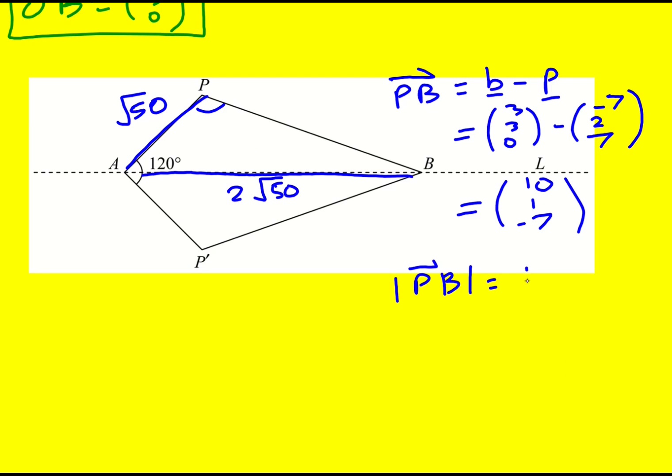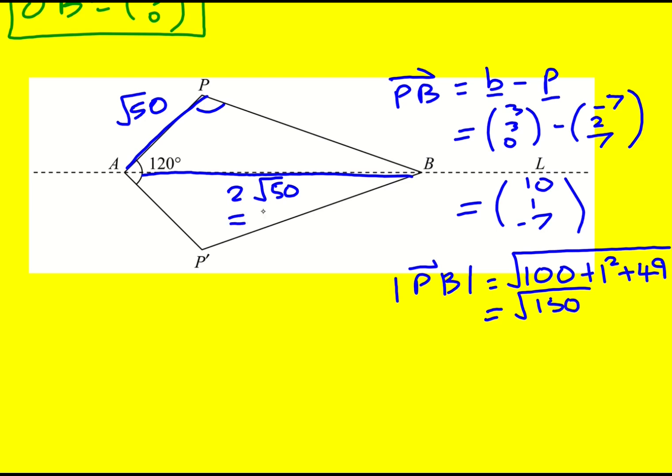So the magnitude of PB is 100, so 10 squared plus 1 squared, which is just 1, plus 49, square rooted, which gives the square root of 150. And 2 times root 50 is the square root of 200. So this here is the square root of 150. So then AP, sorry, my pen is just not quite working as I want it to.